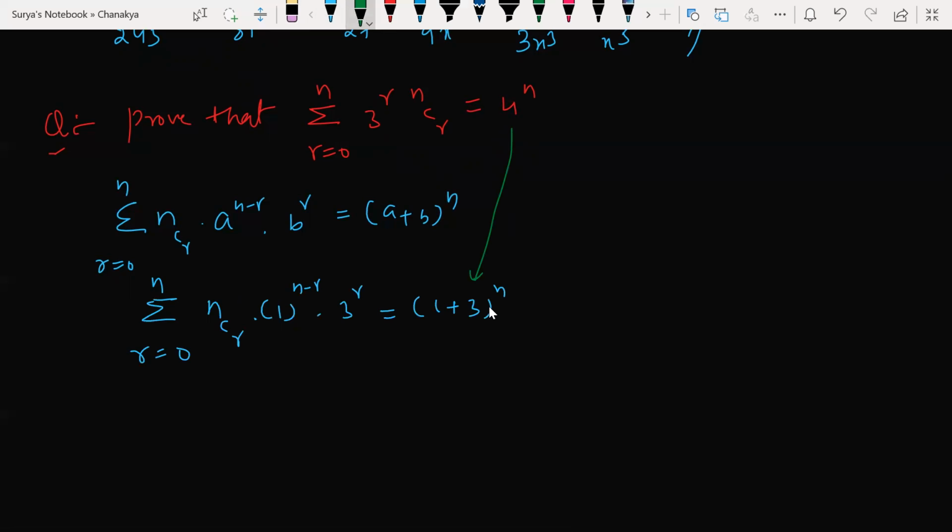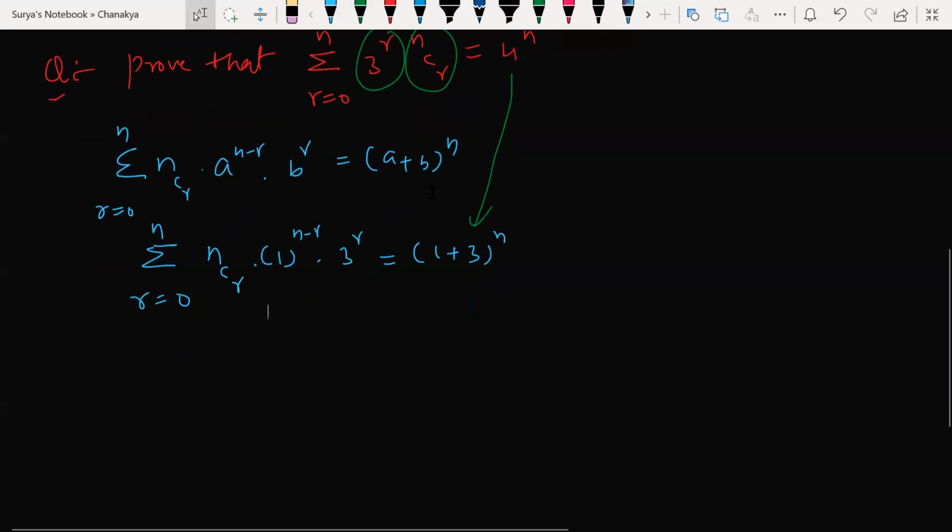4 to the power of n, I am writing like this, beta. Here as it is, I wrote this one, 3 to the power of r as it is, I wrote here. In place of a, I don't have anything. I wrote like this. 1 to the power of something is still 1 only, or not? Isn't it? Am I correct? Yes.